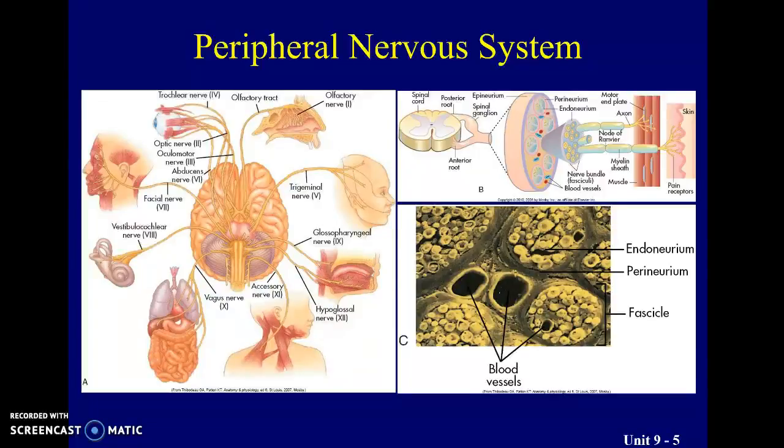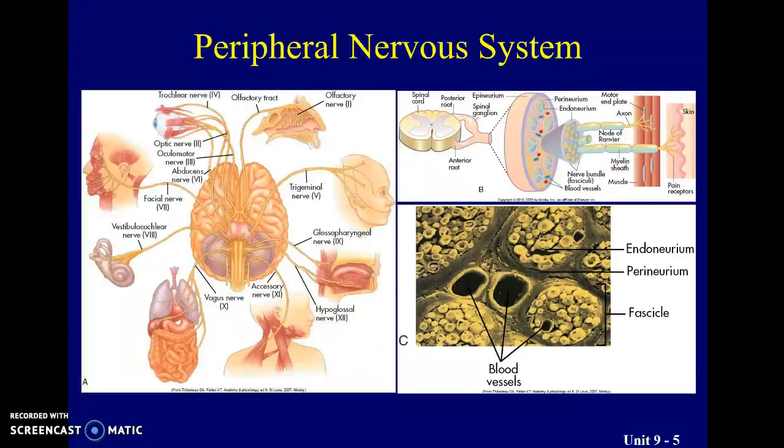Number 11 is the accessory nerve, or spinal accessory nerve, controlling a number of muscles that are associated with the neck. And then cranial nerve number 12, the hypoglossal nerve. One of its primary functions is a motor-only nerve as well, controlling muscles associated with the tongue. So those are the 12 pair of cranial nerves.